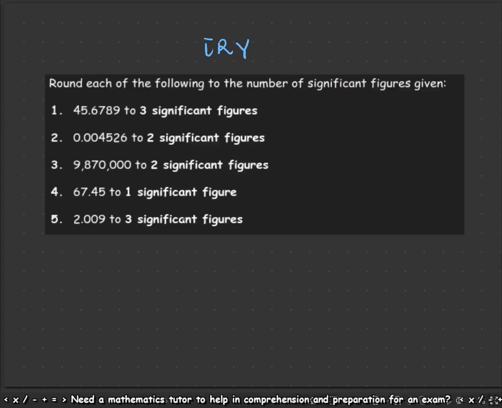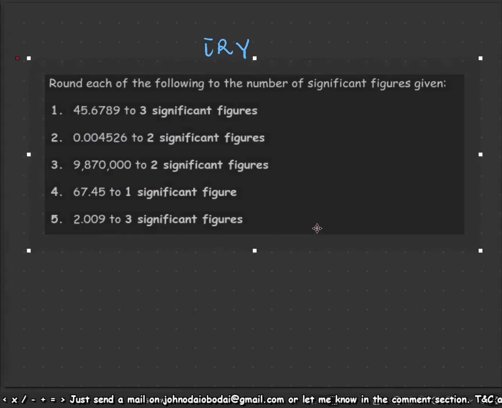In view of this, I would give out some exercises just to test your understanding. So you have this here, and you have to round each of the following to the number of significant figures given. So you have these numbers and you have to round them. The first one says you have to round to 3 significant figures. The second to 2, this to 2, 1, and then 3. This is how far this video is going to get.